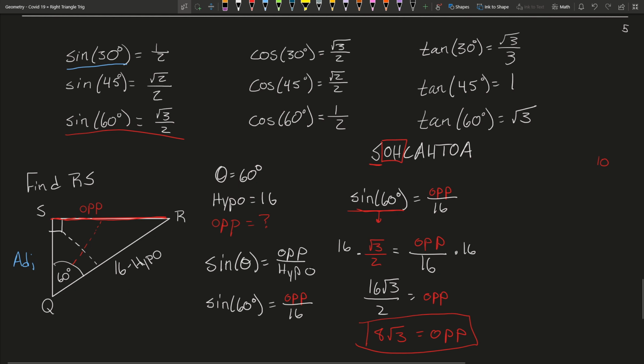Where did the 2 go? That 2, it's 16 divided by 2, that's just 8. So common factors of 16 and 2, that's 2. Take 2 out of 16, that's 8. Take 2 out of 2, that's 1. Or again, just 16 divided by 2.